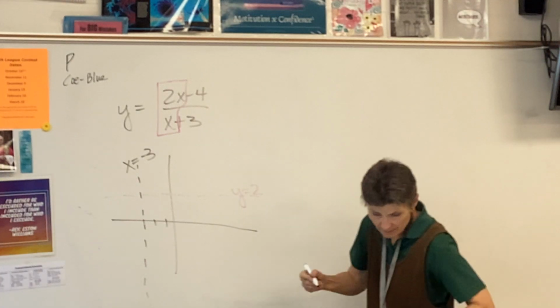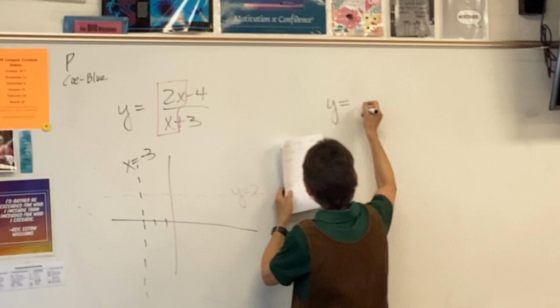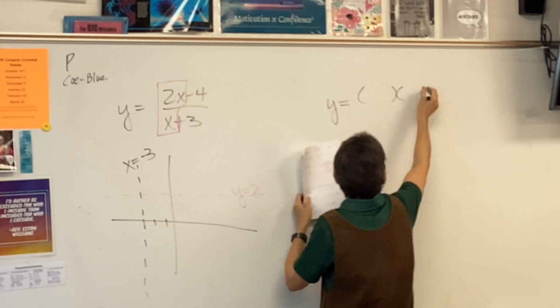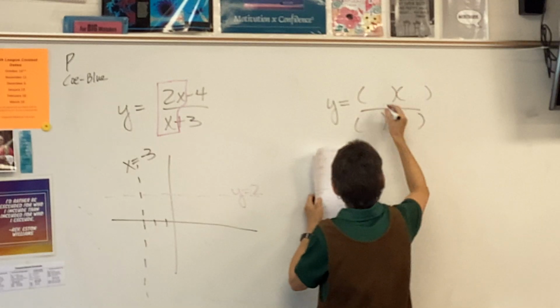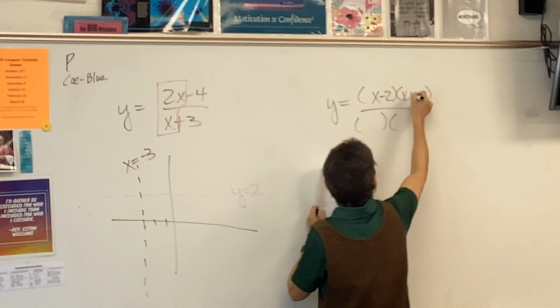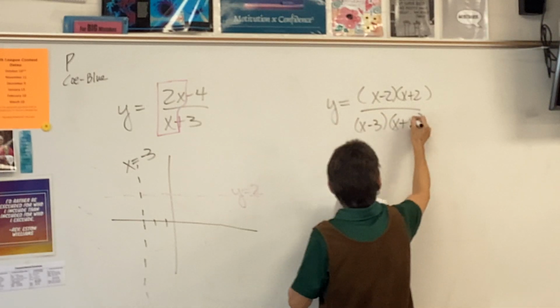Alright, so yeah, let's factor what we can. So Brian, what do you think we can factor? This is your idea. x minus 2, x plus 2 on top. And then x minus 3, x plus 3.